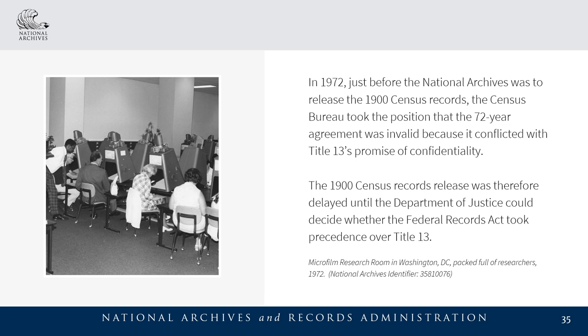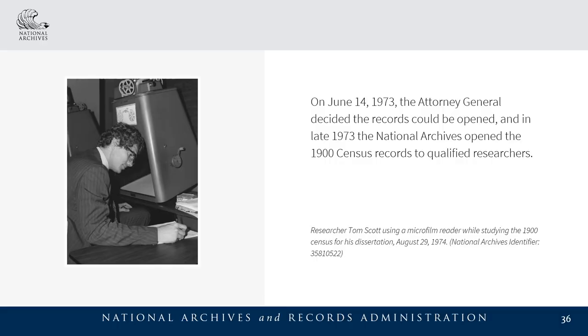Now, the National Archives was not in favor of amending the 1952 agreement. The National Archives agreed to delay the 1900 census records release until the Department of Justice could decide whether the Federal Records Act took precedence over Title 13. And on June 14, 1973, the Attorney General decided that the records could be opened. And in late 1973, the National Archives opened the 1900 census records.